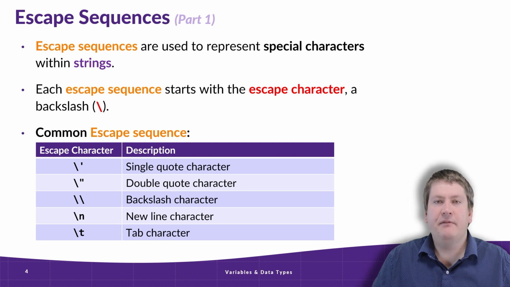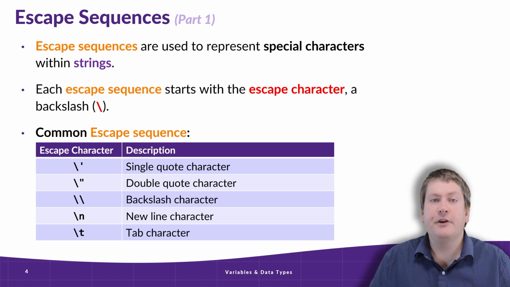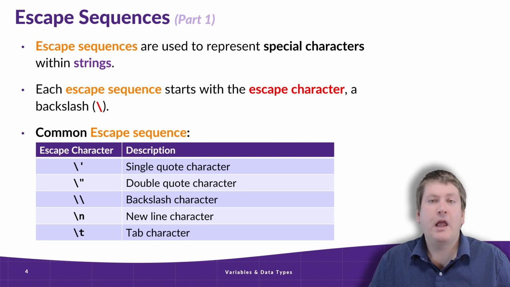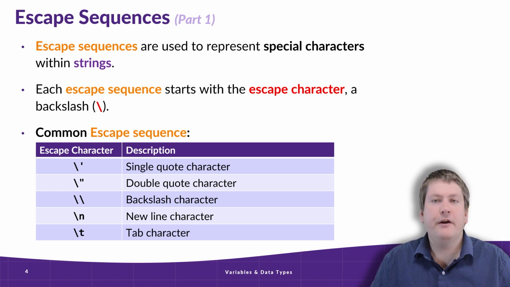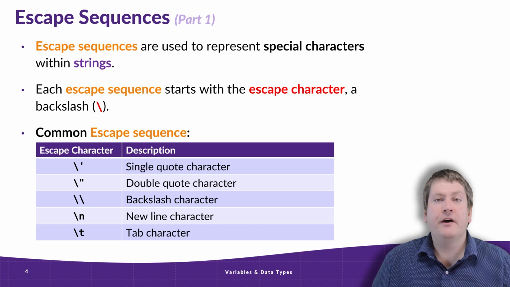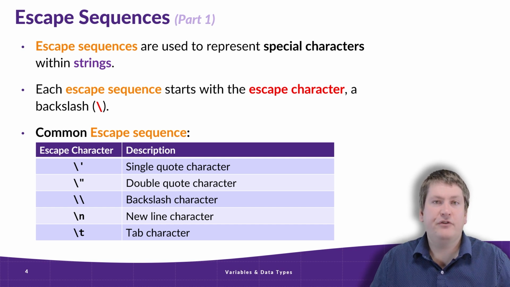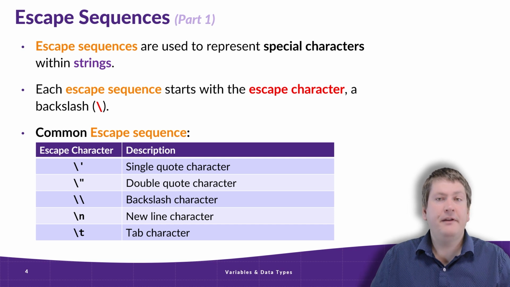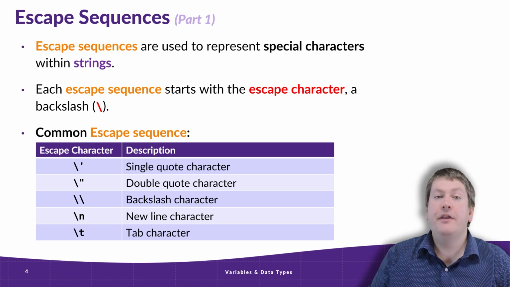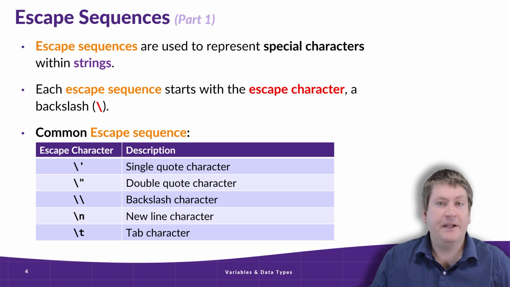So here we have a table of some of the most common escape sequences that you're going to encounter, but there are more. Single quote and double quote escape characters allow us to include a quote character in our strings without Python interpreting them as the end or the start of a string, which would likely cause an error. Similarly, the backslash sequence allows us to include a literal backslash character in our strings without Python thinking that we're trying to escape something. The new line and tab sequences can be helpful for formatting our output and adding extra line breaks or tabs in our strings.